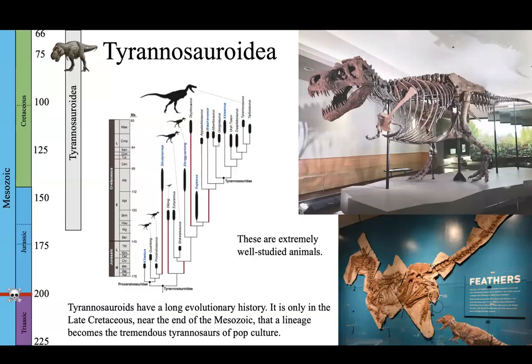And so some of those earlier ones, like Yutyrannus, that's down there on the bottom right, is a feathered animal. We actually have that skeleton right there of Yutyrannus that has fluffy integument all up and down its body. So what does that mean for an animal like T-Rex? Does T-Rex have feathers?